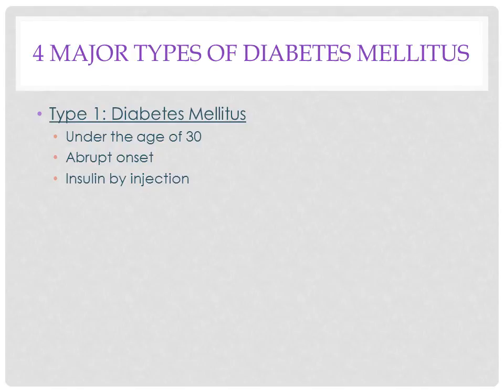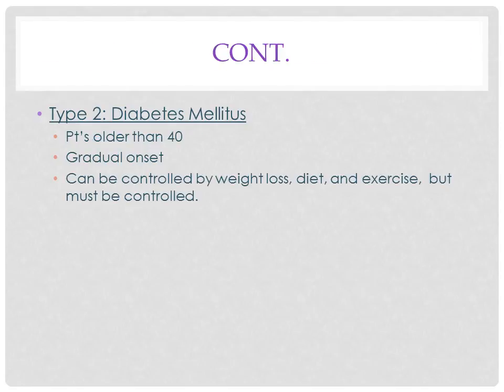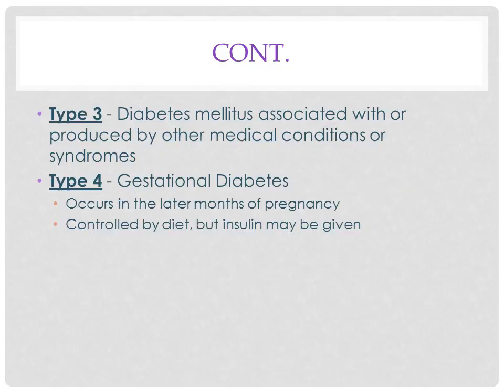4 major types of diabetes mellitus. Type 1: under the age of 30, abrupt onset, insulin by injection. Type 2: patients older than 40, gradual onset, can be controlled by weight loss, diet and exercise, but must be controlled. Type 3: associated with or produced by other medical conditions or syndromes. Type 4: gestational diabetes, occurs in the later months of pregnancy, controlled by diet, but insulin may be given.